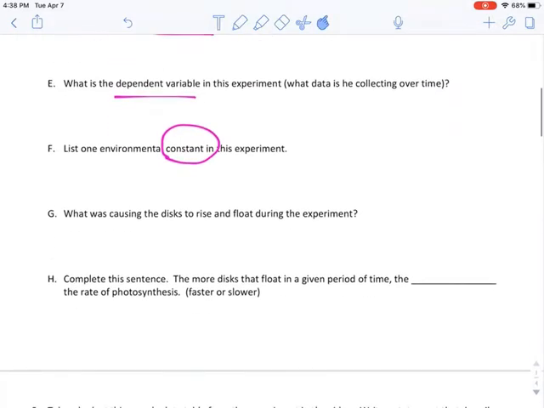Also, a few questions about what's going on. The essence of the experiment is that you've got spinach leaves that have been punched into little tiny discs, like with a hole puncher, except not made of paper, but made of spinach. And over time, they're going to sink and then they're going to float, and you're going to figure out why that happens. But that is an indicator of the rate of photosynthesis. Okay, so there's a few more questions to answer about what's going on in the experiment.